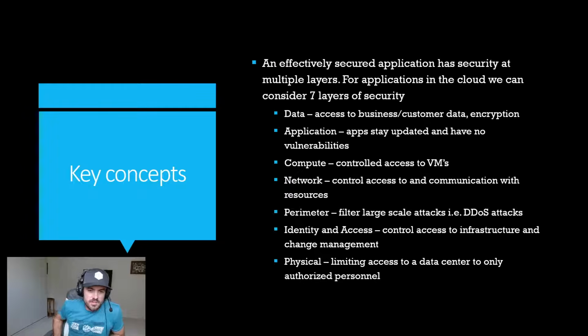What we want to remember for this section is that an effectively secured application has security at multiple layers. Okay, so it's not just encrypting your data, it's a lot more than that. So you can think about security at 7 general layers, right? Your data itself: what kind of access are you allowing to this data? Again, are you encrypting it at rest and in transit?